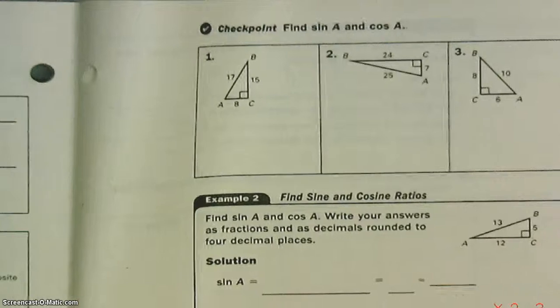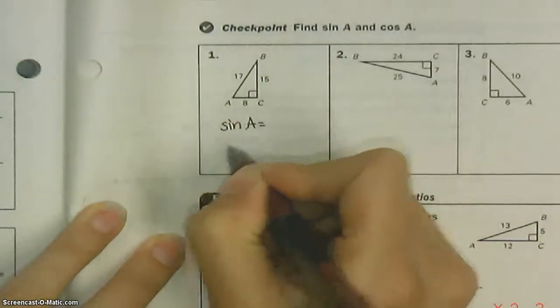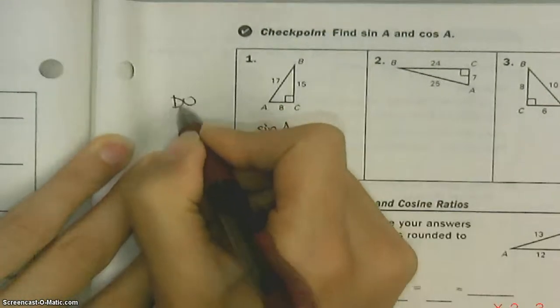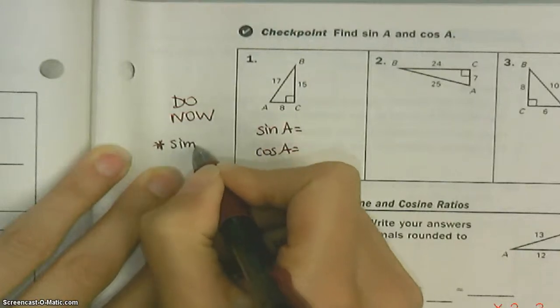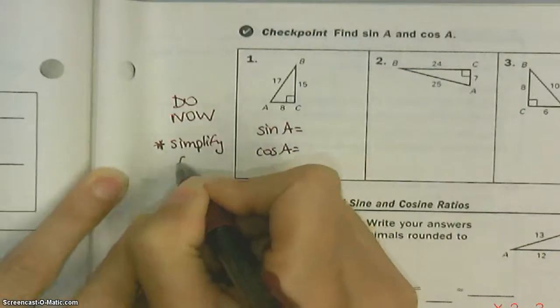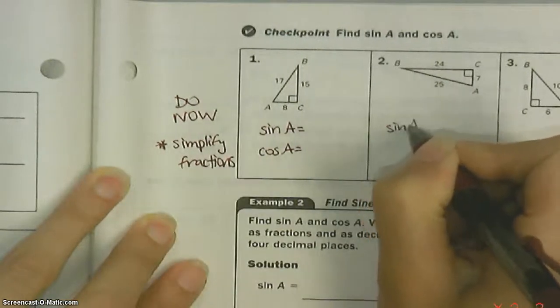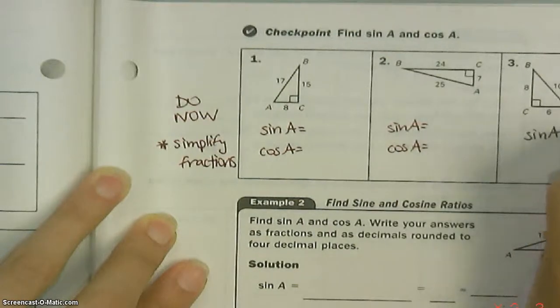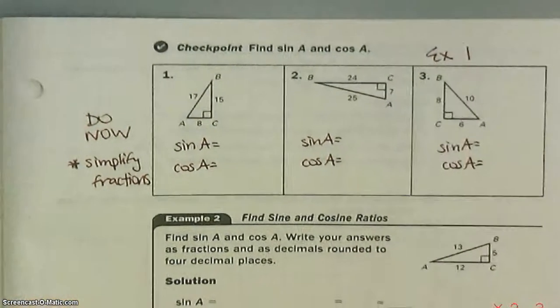All right, now it's your turn. Find the sine of A and the cosine of A. Leave your answers as fractions. So I want you to do this now. I want you to simplify your fractions. Sine of A, cosine of A. This is just like example 1.